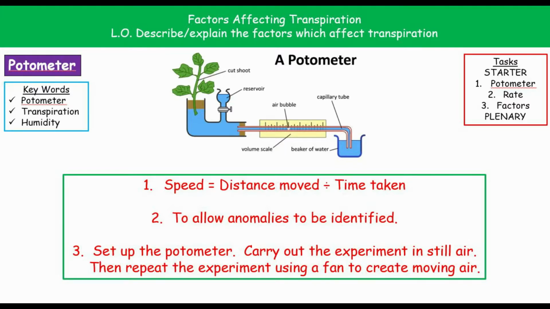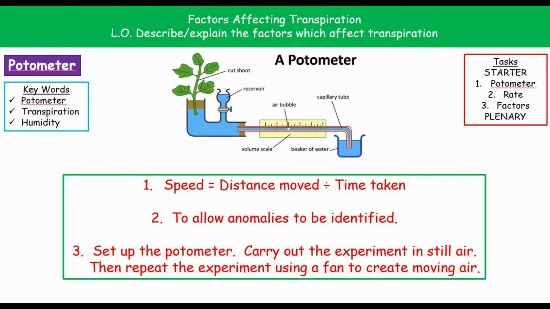Question 2, the reason we repeat it is because if we only did it once, we may have done something a little bit strange. We could have developed an anomaly as our result. Now, if we only do it once, we'll have no idea that it is actually an anomalous reading. So what we need to do is do it multiple times to allow us to identify those anomalies and obviously remove them before we calculate the mean.